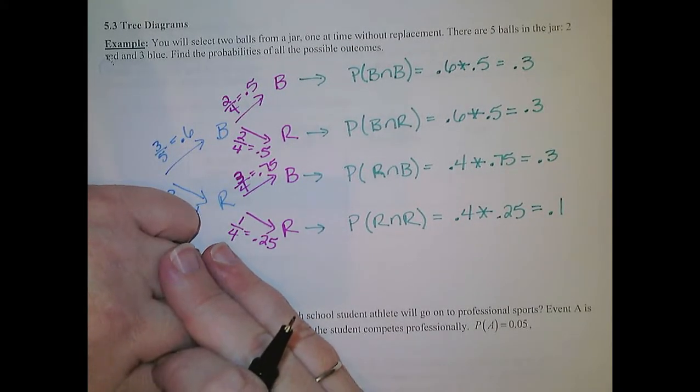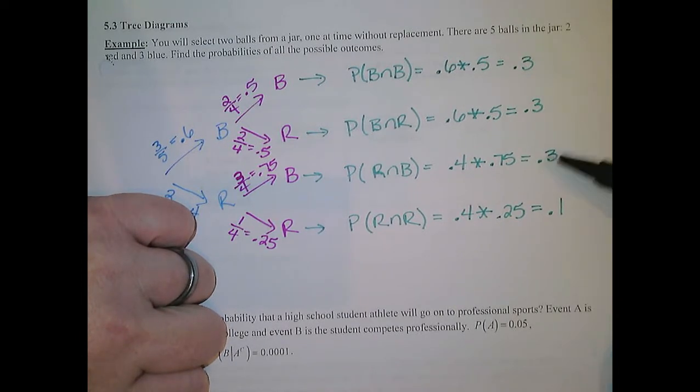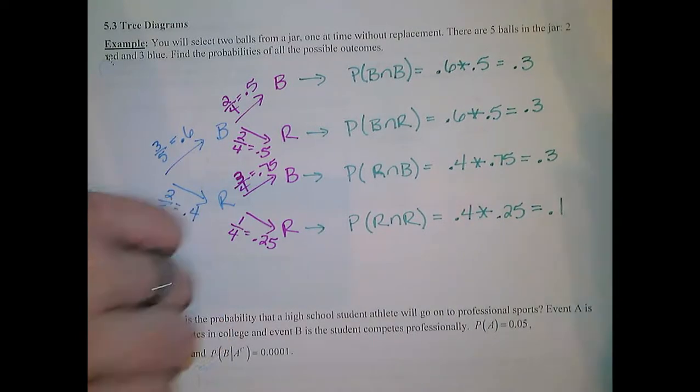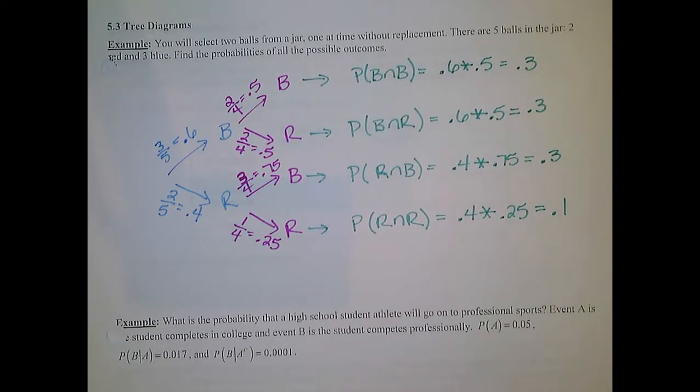And if I take the probability of each of these possible outcomes and add them together, I'm going to get 1. I'm going to get that 100% because either this happens, or this happens, or this happens, or this happens. So their total would give me that 100% of all of the possible outcomes.